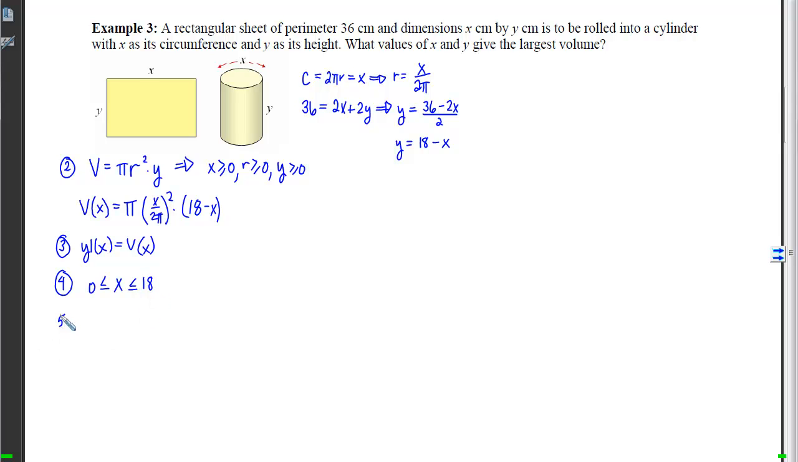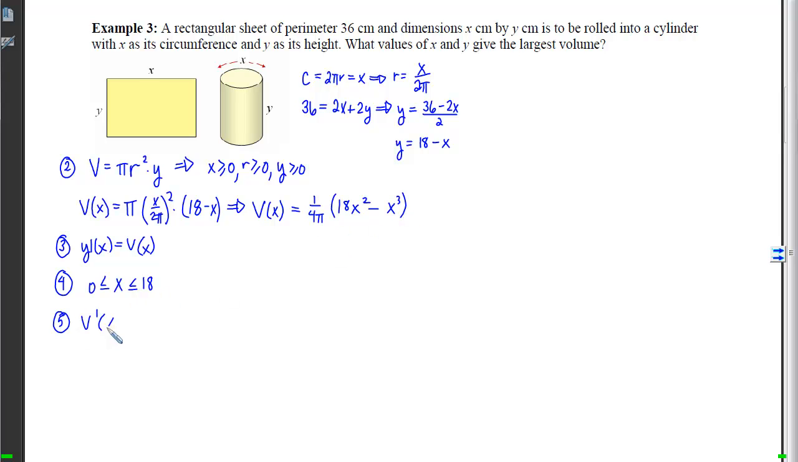With step 5, without a calculator, we want to show what the derivative of this V will be so that we can find the critical points, and then we'll use our calculator to support it. So to do that, we probably want to simplify this so that we don't have to do the product rule with the chain rule. If I multiply everything out, we can see that I'll have a pi over a 4 pi squared, so that's going to give me a 1 over 4 pi. That's going to be the coefficient of everything. Then I'll have an x squared times an 18 and an x squared times a negative x. This will be much easier to take the derivative of.